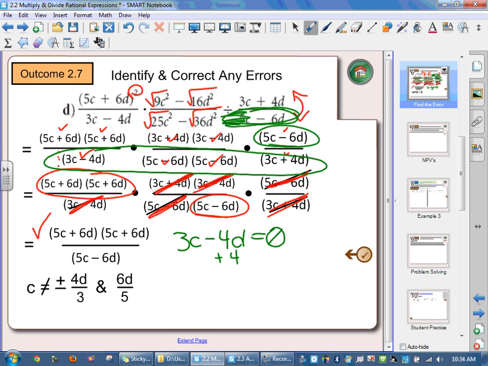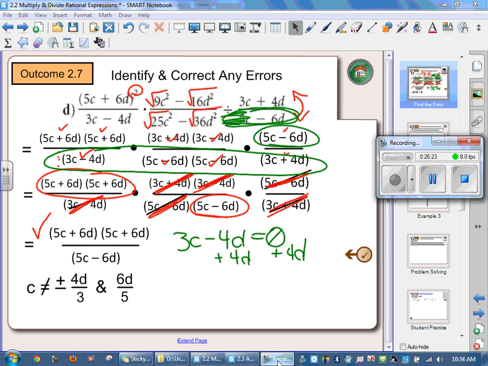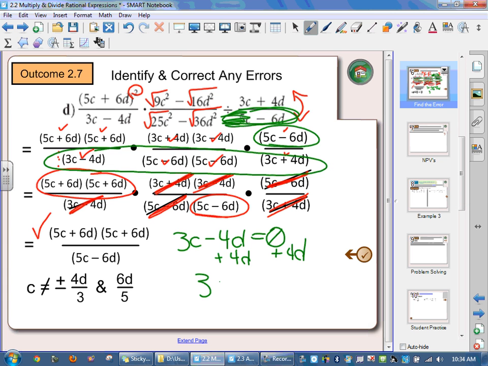Okay, so now we're going to take a look. I get 3c equals 4d's. Divide by your 3, divide by your 3. So we should have a c, and that would make it a 0, right? So c can't be 4d over 3. Do I have that over here? I have a positive 4d over 3. I've got the positive 1. Yep, that's correct. That's that first bracket.